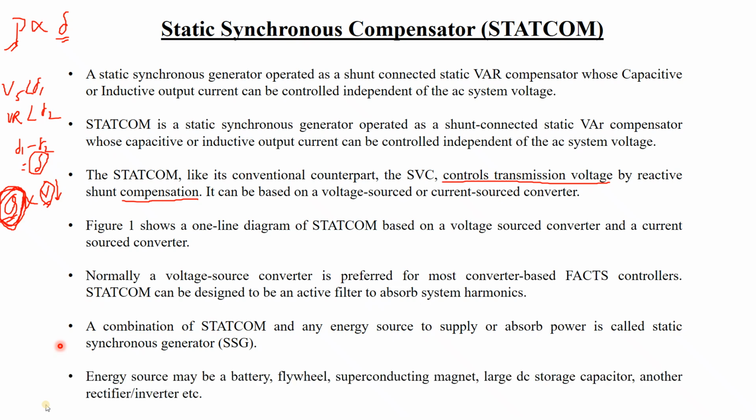That becomes a static synchronous generator. The energy source may be a battery, flywheel, superconducting magnet, large DC storage capacitor, another rectifier, inverter, etc. So these are the different energy sources used in FACTS devices. You cannot connect an alternator with this FACTS device. If you connect these energy sources along with the STATCOM FACTS device, then it becomes an SSG, that is, the static synchronous generator.